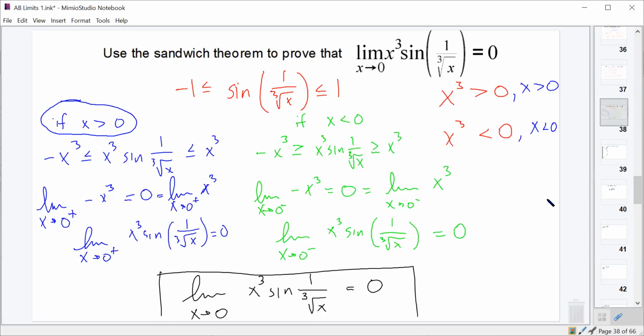So we have to be a little bit careful about what we're multiplying by. If we're multiplying by something that could be negative, we have to split the domain up into different pieces and work each part separately. Everybody good with that or no?